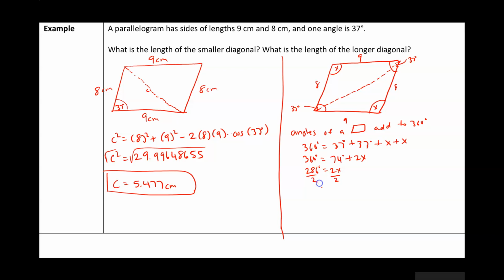And if I divide both sides by 2, then x is going to equal 143 degrees. So that's the measure of the included angle.